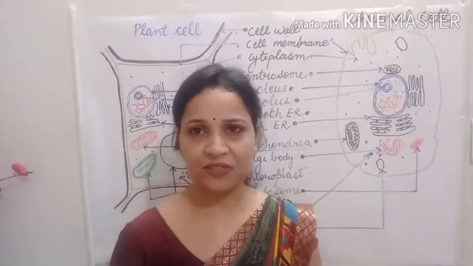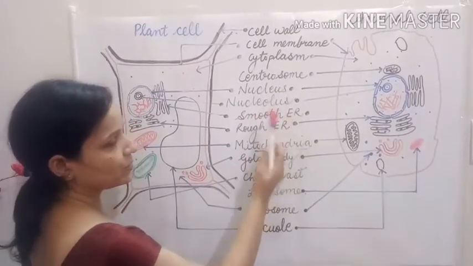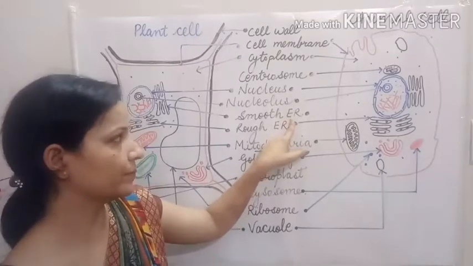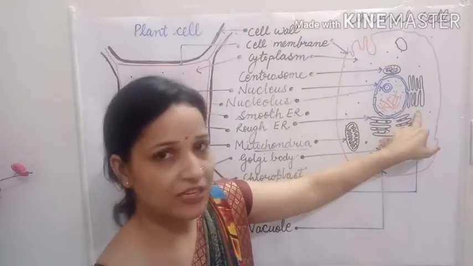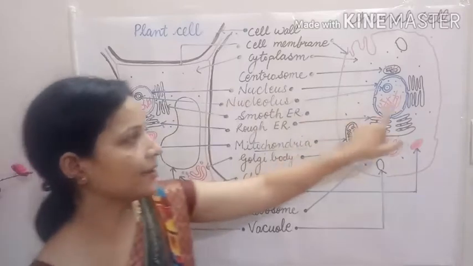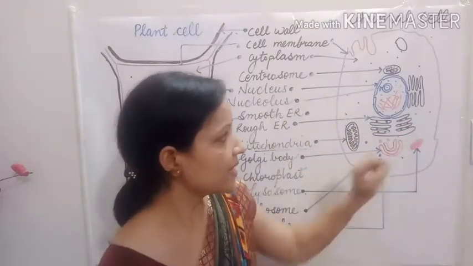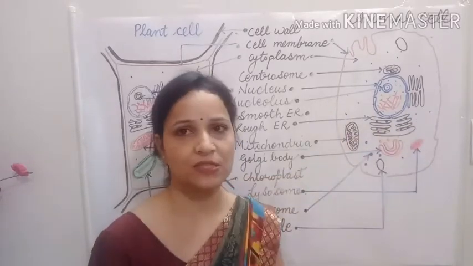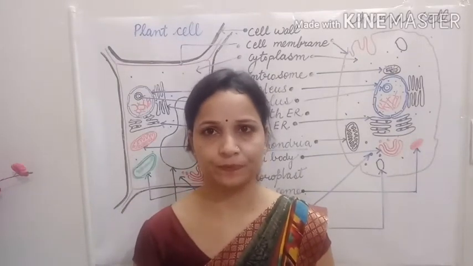Now the next cell organelle is endoplasmic reticulum. Here ER refers to endoplasmic reticulum. You can see in the picture, endoplasmic reticulum is present in both plant cell and animal cell. It looks like a tube. It is an irregular network of tubes present in the cytoplasm. Now what is the function of endoplasmic reticulum?